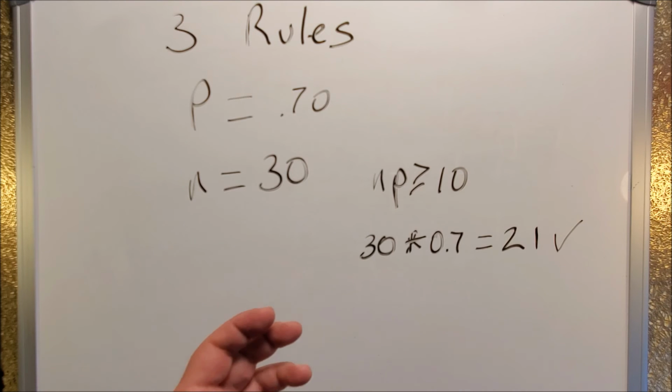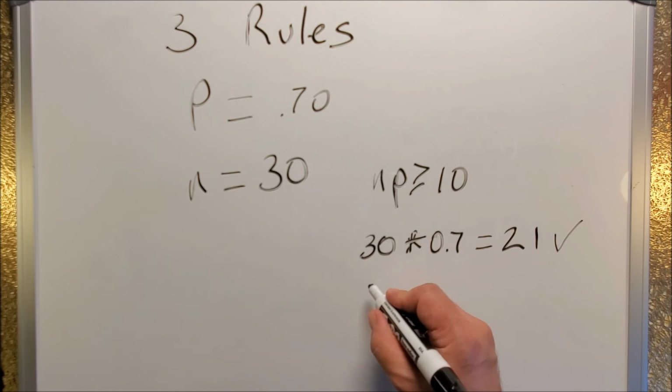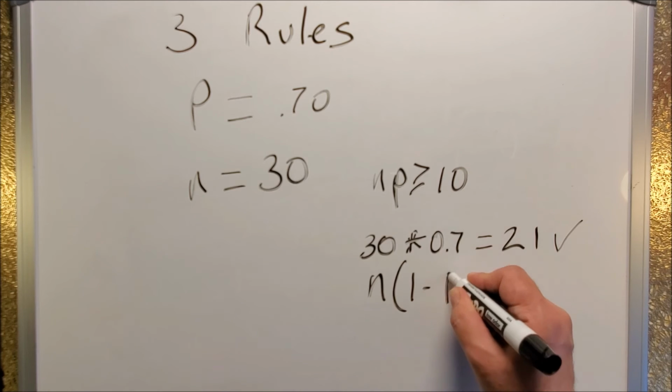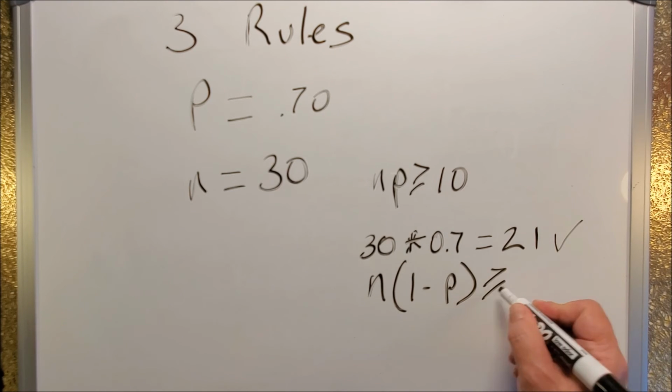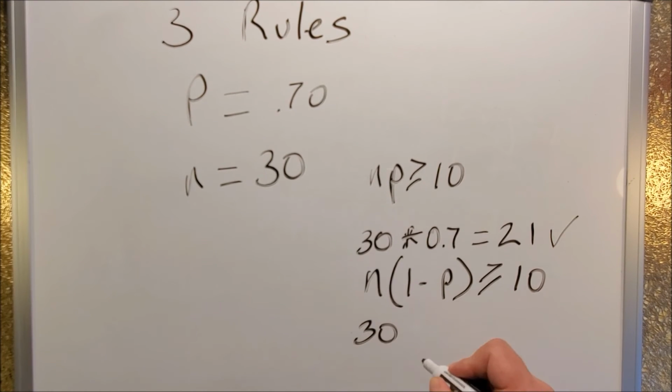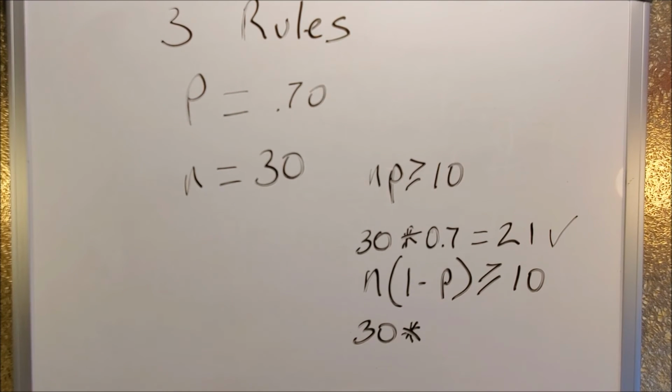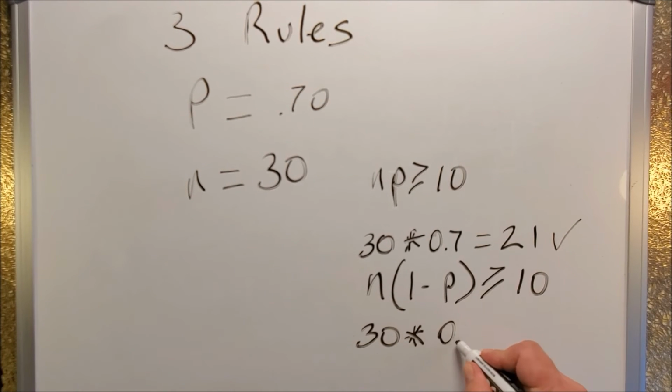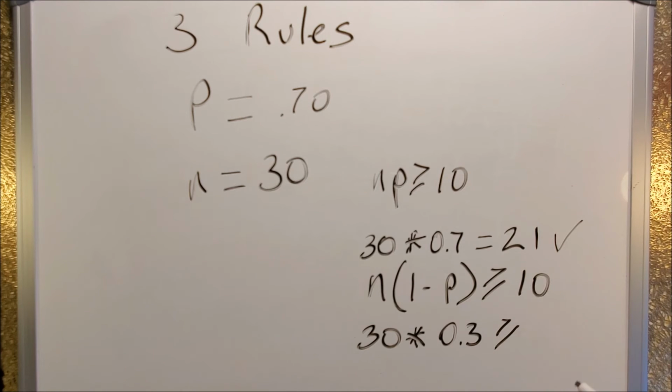So in a testing situation, check both this and its companion rule. Let's see if this is true. We would have 30 times, you already see what's happening, but I'm just using this as an example. 30 times 1 minus p, which would be 0.3, and oh, lo and behold, no good. So this distribution would not be normal. We couldn't guarantee it to be normal.